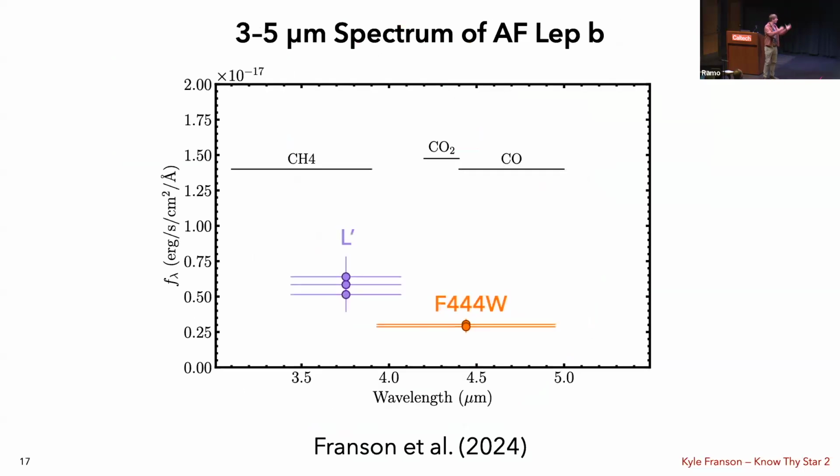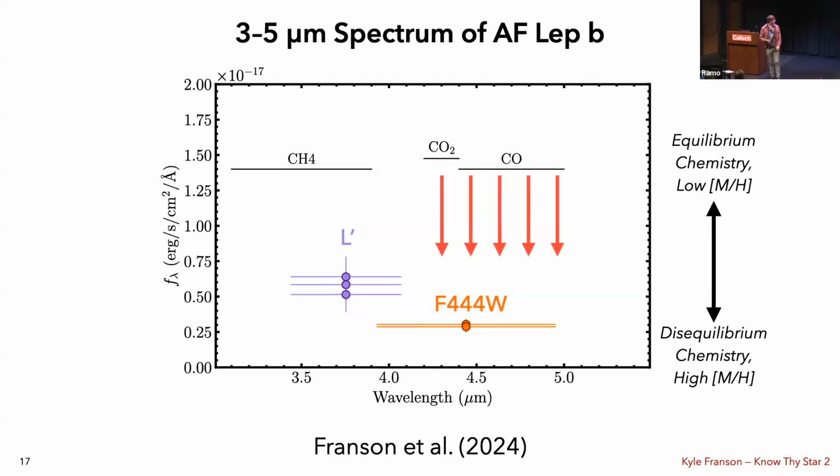We, of course, compare our 4.4 micron photometry to other photometry that's been taken. It's relatively faint at these wavelengths, which points to deep absorption from carbon monoxide and carbon dioxide, which is, in general, consistent with some combination of strong disequilibrium chemistry and elevated atmospheric metallicity.